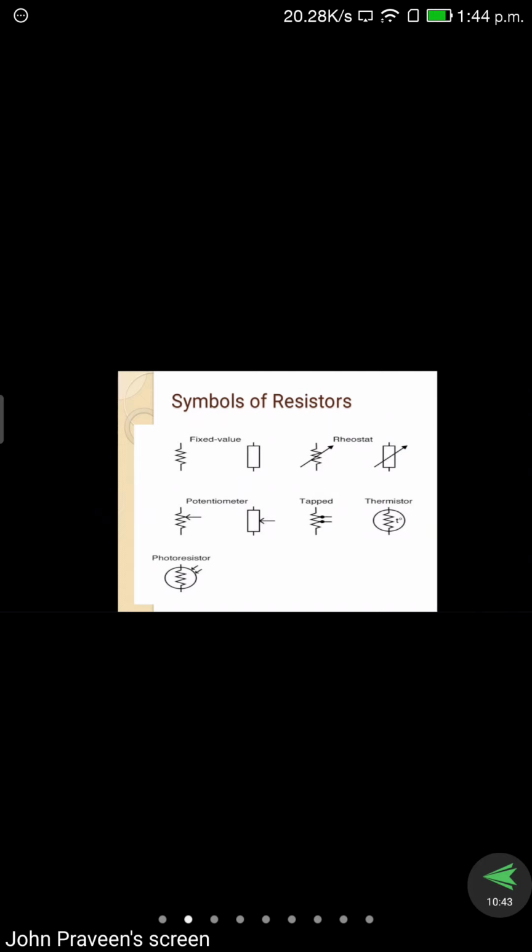Next, taper. Generally, we use it in laboratories. Sometimes the resistance value changes from time to time or application to application. So for example, we are doing an experiment with different values. At that time, the resistor value should be changed. So in that particular application, the tapered type resistors will be used.